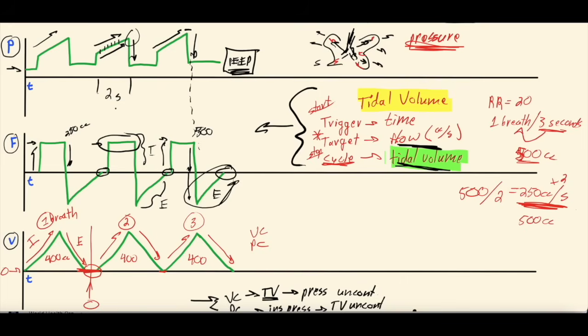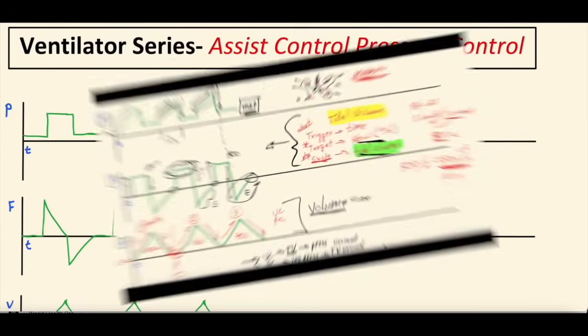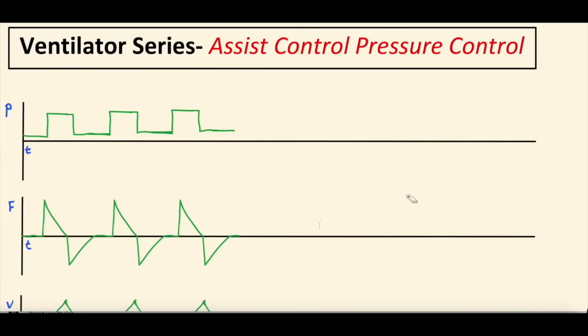All right, so this is very characteristic of volume control. You get this flat top at your flow scalar, you get this ramped up pressure scalar, and then the volume scalar is pretty constant between pressure control and volume control. It's pretty constant.